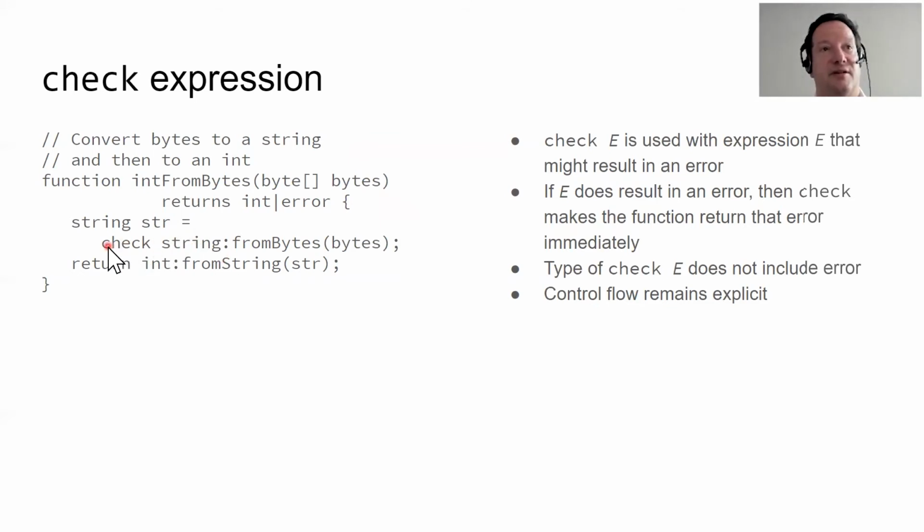But notice here that control flow is explicit. It may look a little bit like exceptions, but it's not. If this says check, you know that there's a flow of control from here returning from the function. If this threw an exception, there would be nothing that clued you into the possibility that this might return from the function. But here you can see explicitly that there's a possibility you need to be aware of: this call may result in a return from the function.